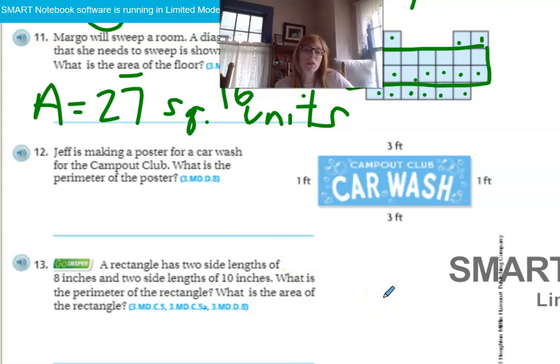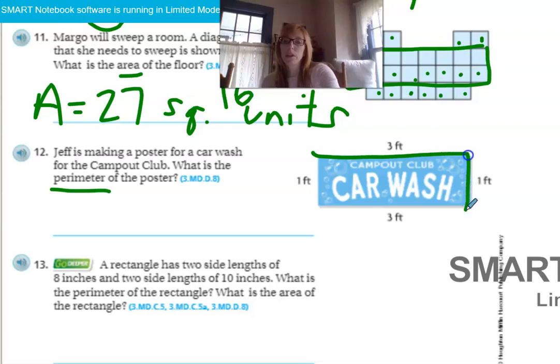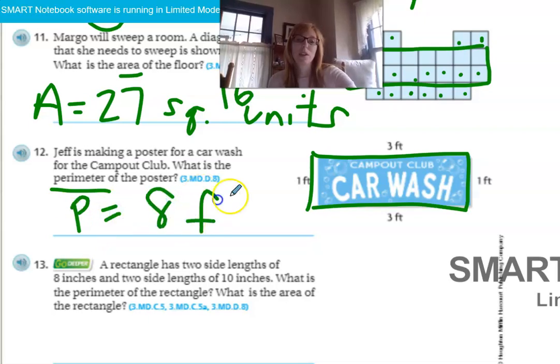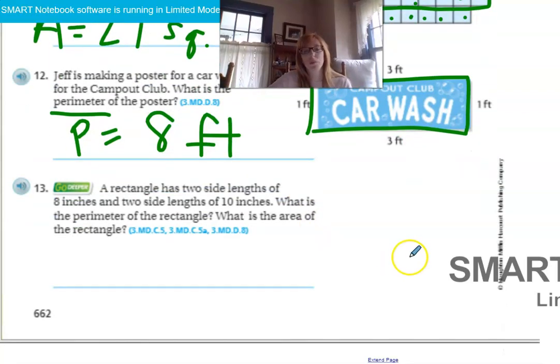Jeff is making a poster for a car wash for the Camp Out Club. What is the perimeter of the poster? So we know perimeter is the distance around. So we're going to go from here to here, and that's 3, plus 1 is 4, plus 3 is 7, plus 1 more is 8. So the perimeter equals 8, and we can see that it is feet. Perimeter is the distance around. Perimeter equals length plus width.